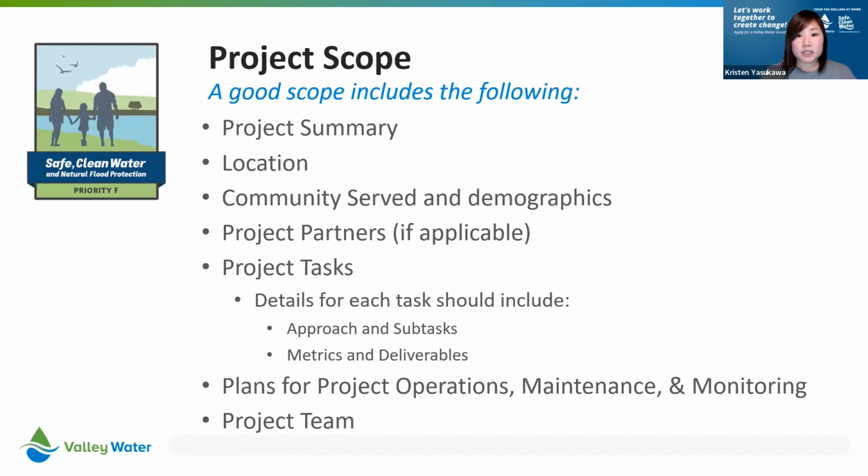And then if it is applicable for your project type, we will be looking for any project operations, maintenance, and monitoring plans. So, for example, if you're doing vegetation removal and planting native plants, we want to make sure that there's a plan to keep those plants alive beyond the life of the grant agreement. And then describing the project team. Here you'll describe what the role is of everybody, and of those people, all of their resumes will then be attached to the Flux application.